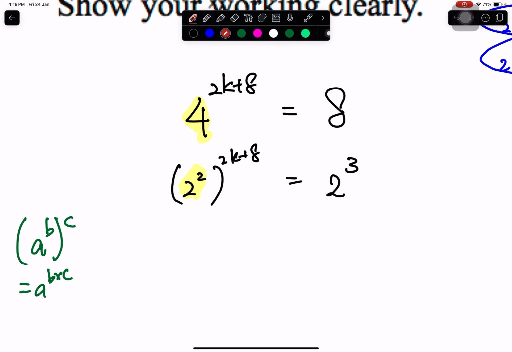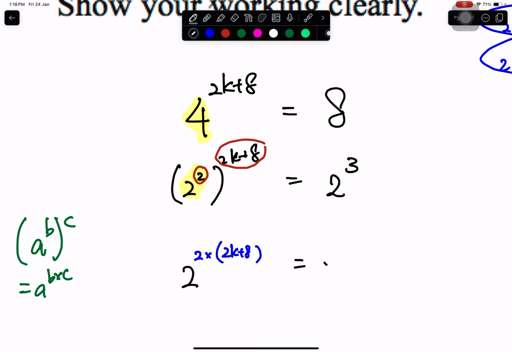So we're going to multiply this 2 and the entire 2k plus 8. Do not just multiply the 2k only. So your answer on the left hand side should be 2 and then 2 times bracket 2k plus 8. They multiply as the entire block. Do not try to separate them or only multiply the 2k.